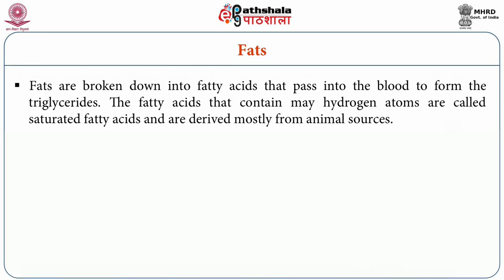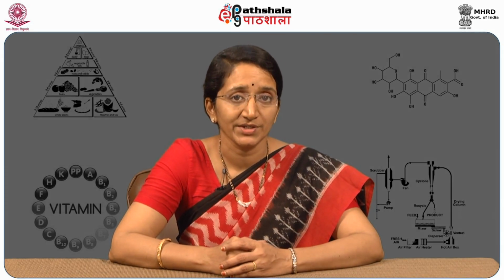When fats are consumed, they are broken down into fatty acids and they pass into the blood in the form of triglycerides or triacylglycerols. The fatty acids which contain many hydrogen atoms are termed saturated fats, and these saturated fats are derived mostly from animal fats like butter, ghee, etc. Then you have the second category after the saturated fats, that is, unsaturated fats.